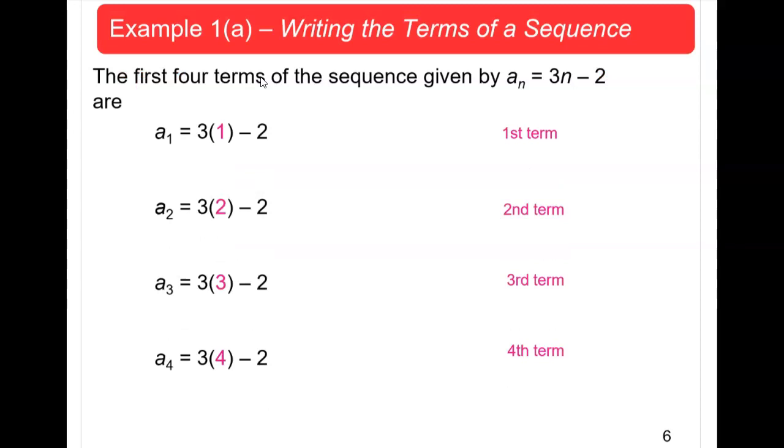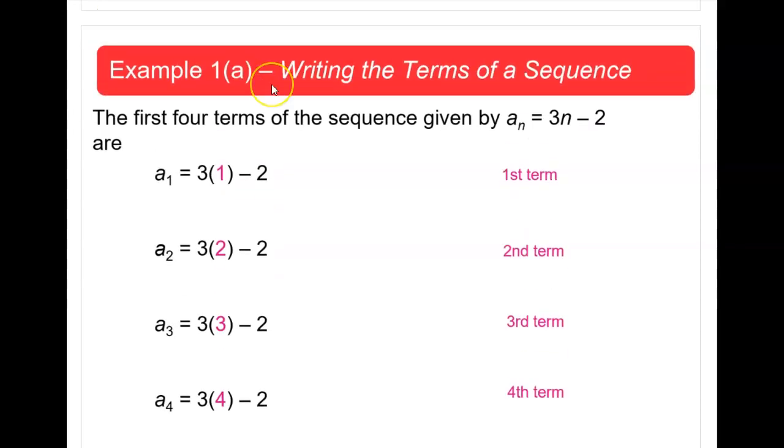Here we have how to write the terms of a sequence. The question for example 1 is to write the first 4 terms, and the sequence is here. This is how we get the nth term. If we need the first, second, third, fourth, fifth, sixth, or 100th term, we use the same formula. The only thing we do is replace the n within the formula with the term that we're getting.